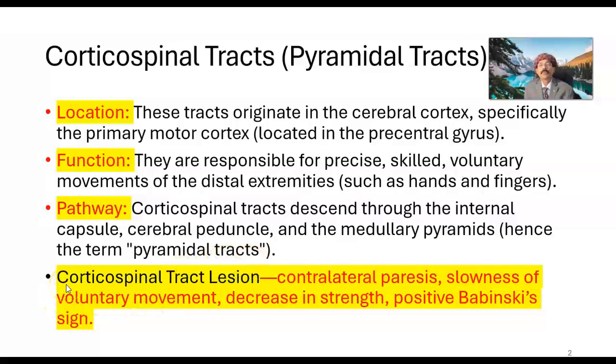What are the features of a corticospinal tract lesion? Contralateral paresis, slowness of voluntary movement, decrease in strength, and a positive Babinski sign. So there will be dorsiflexion and fanning out of the toes on eliciting with the hammer on the sole of the foot. There will be a positive Babinski sign.